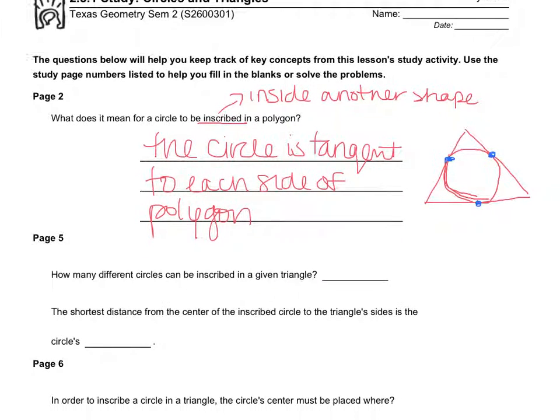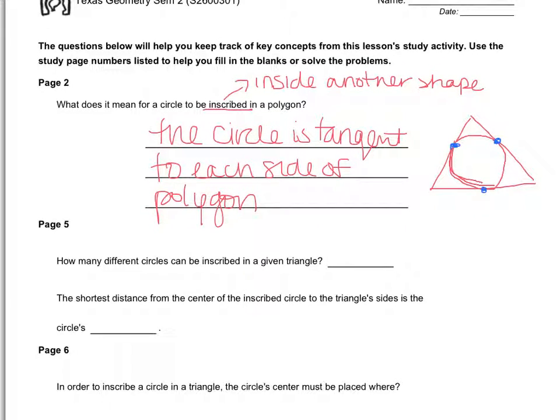If you have a triangle, it doesn't matter what that triangle looks like, you can only inscribe one circle inside of it. There's no way to inscribe multiple circles. And the shortest distance from the center of the inscribed circle to the triangle's sides is the circle's radius. So if I were to go from the center of the circle to the side, that distance would be my radius. That's what this is talking about, that line right there.